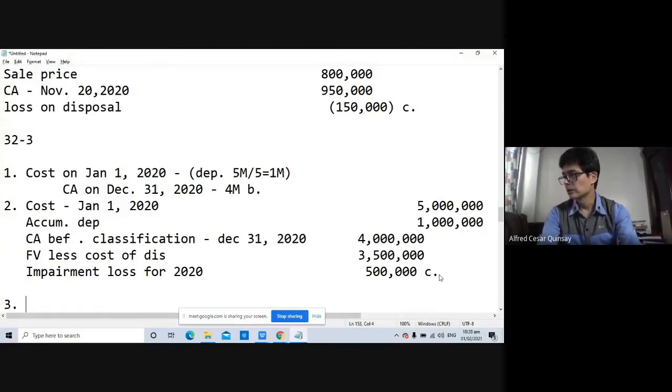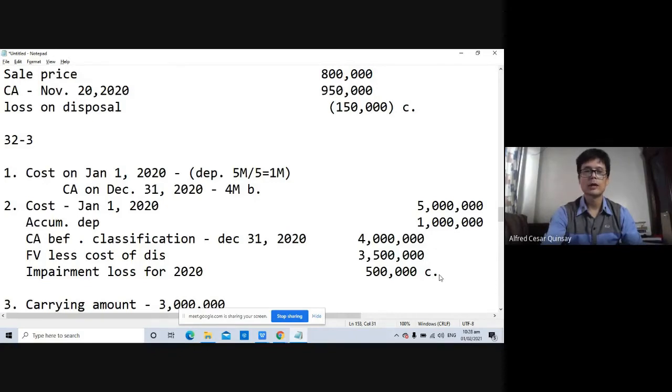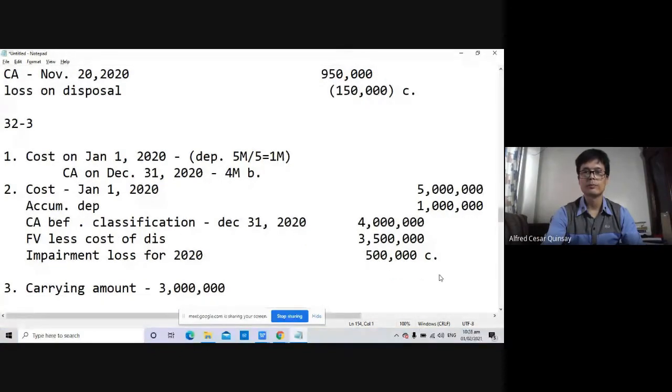Okay? Yung pinaka carrying amount niya. Magkano yung carrying amount of the asset? It's 3 million. Okay, bakit 3 million? Kasi 'di ba? Ito yung book value, yung depreciation niya is 1 million per year. So 2 million yung total depreciation niya. So 5 million less 2 million it's 3 million. Okay? So yun yung carrying amount niya.